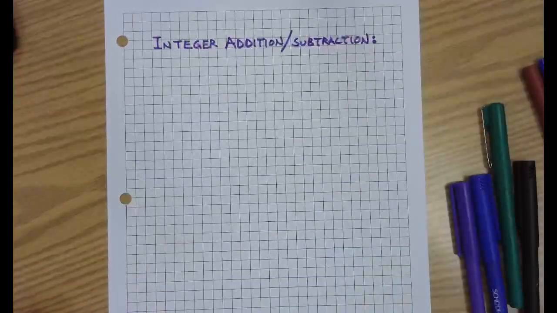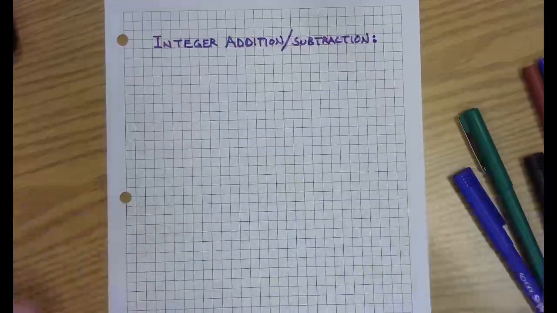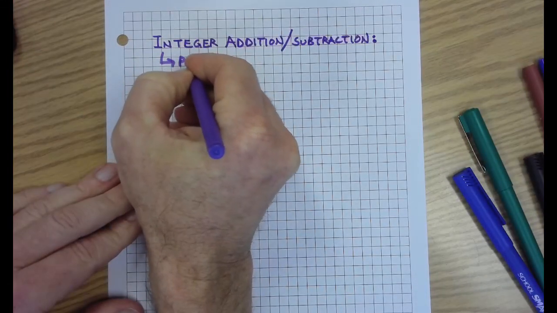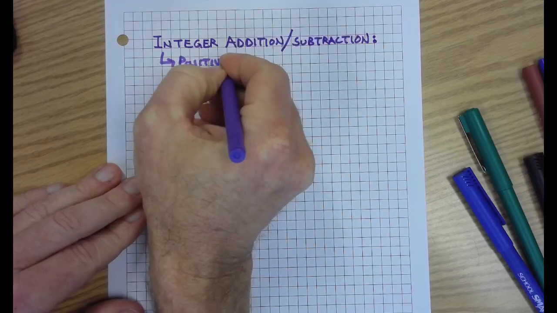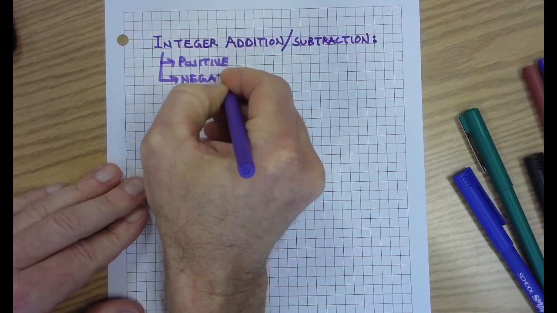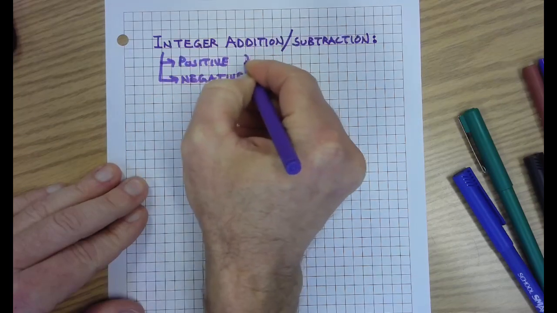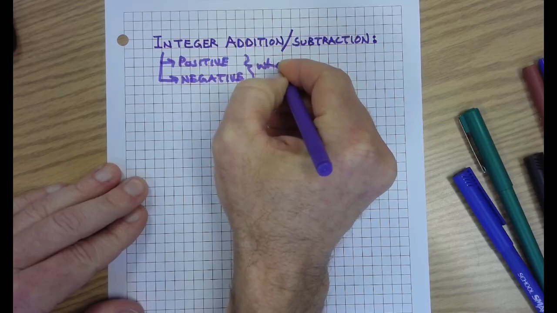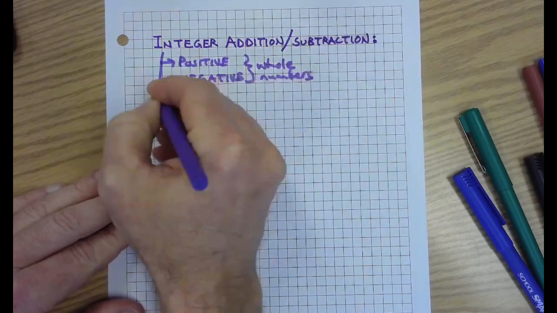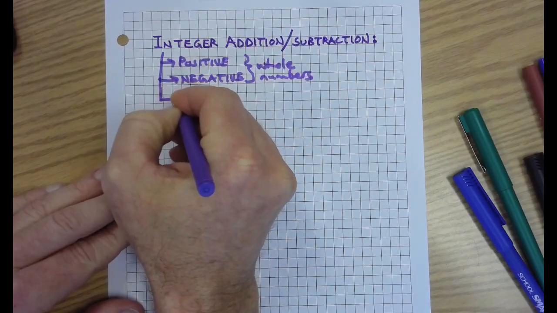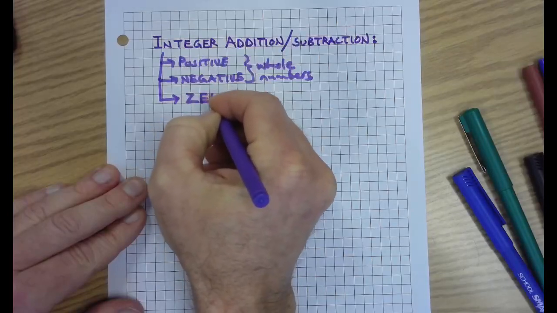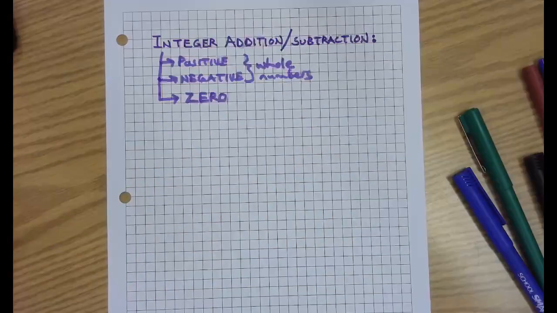Here we go. Today we're working on integer addition and subtraction. First of all, what's an integer? Positive whole numbers, negative whole numbers, and... take a guess. What do you think? Positive and negative whole numbers, including zero.